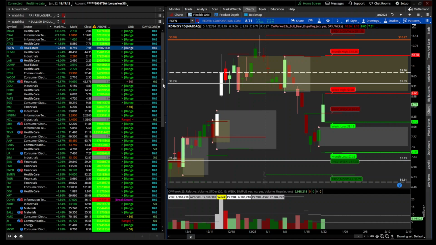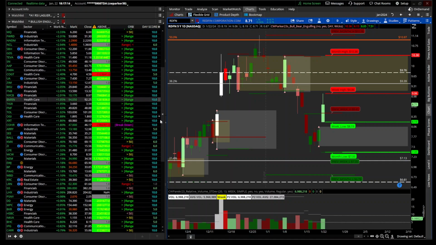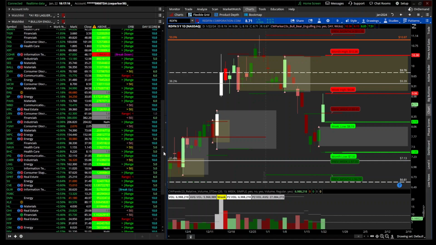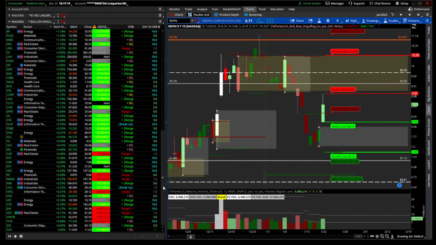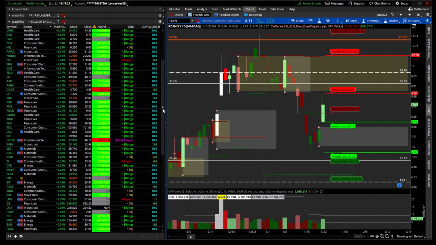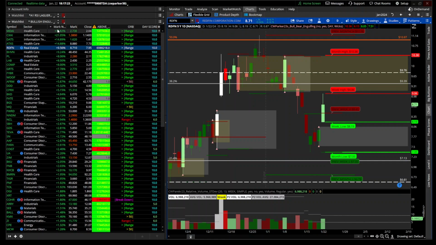But these are the stocks that the scanner brought up. Feel free to look through them all. I'm not going to go through all of them, but your best ones are probably going to be the ones with the greatest percent change.